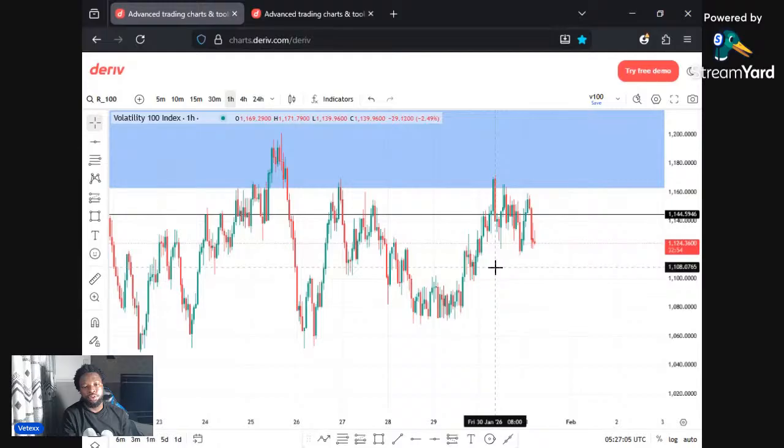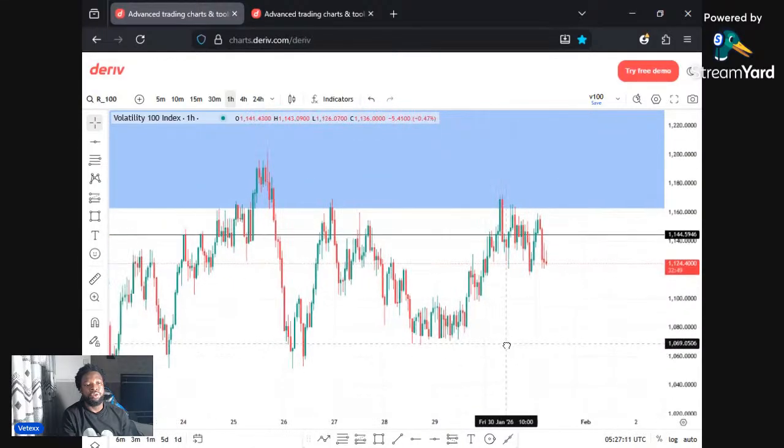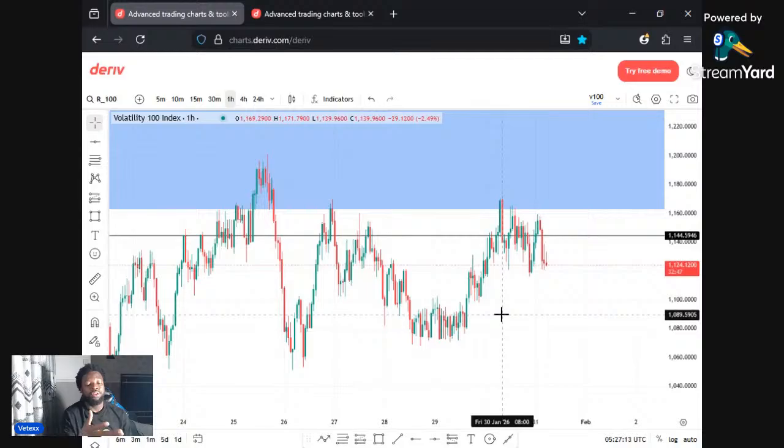So you can see on this 1 hour time frame, we don't really have anything yet. There is nothing on V100. So we are going to start waiting until price forms on the 4 hour or on the 1 hour before we can go to the 15 minutes or the 30 minutes or the 10 minutes to find our setup. So that is what we do. Now we are going to go to the next pair on our list.